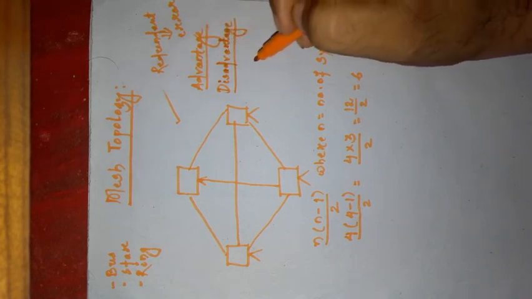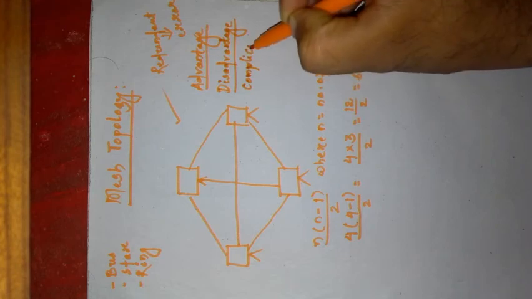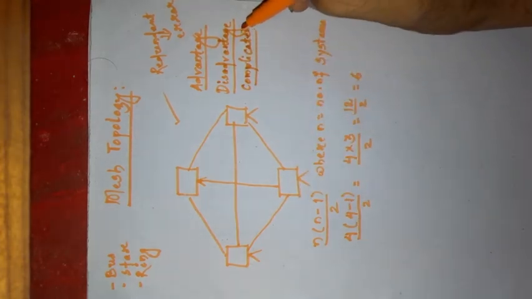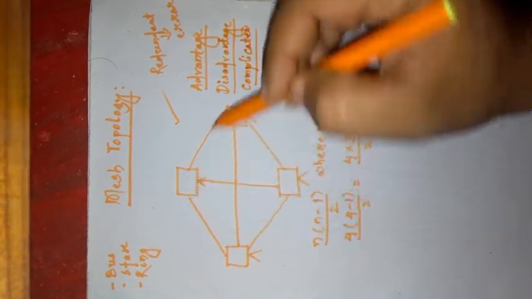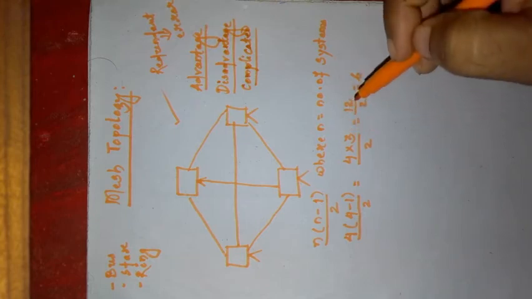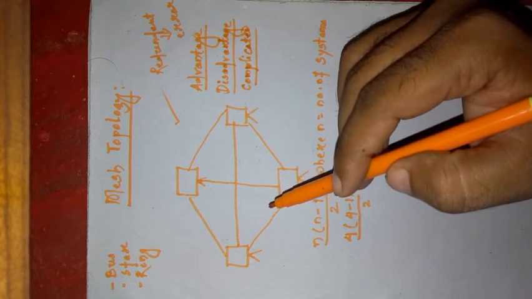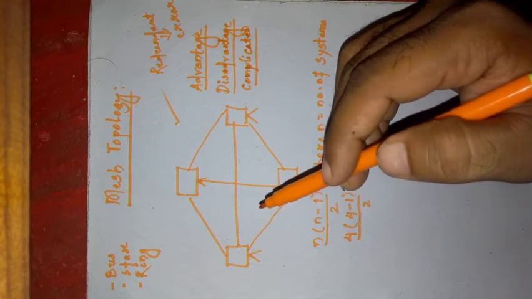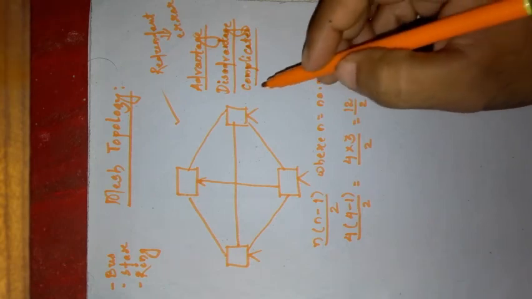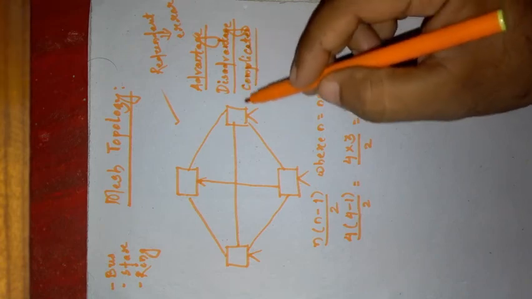it is complicated to install. Complicated means it is very difficult. Suppose in a mesh topology there are 4 systems, so 6 cables are required. If suppose 1000 systems are connected, then count how many cables are required. There are so many that it is very difficult to install.